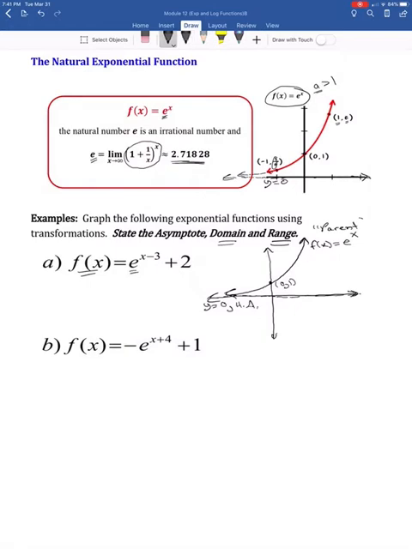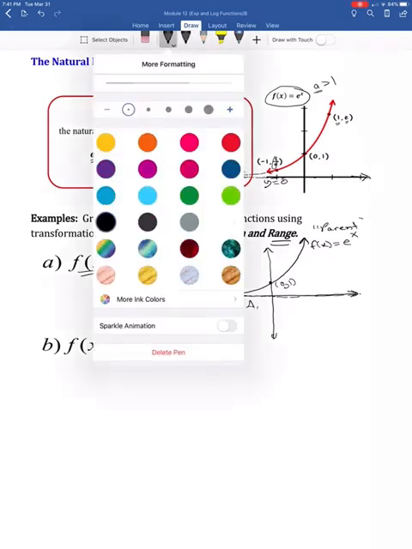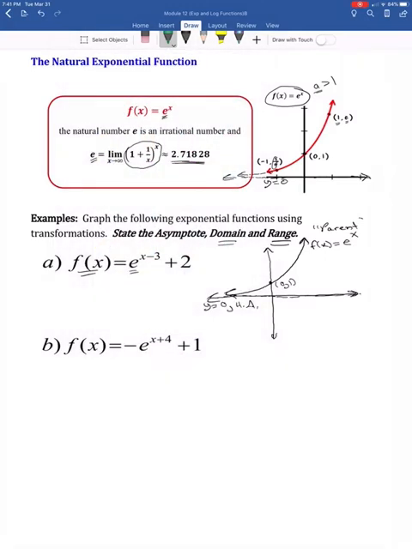Let's do it in a different color. We'll do green here. With that said, let's take care of this first change. One difference I noticed from e to the x is we're subtracting a 3 from x. We know that subtracting a 3 from x causes a horizontal shift of our graph of e to the x. So we need to shift to the right 3 units.